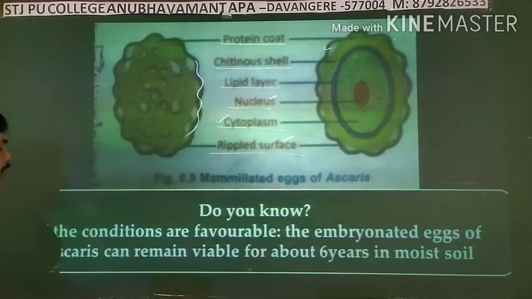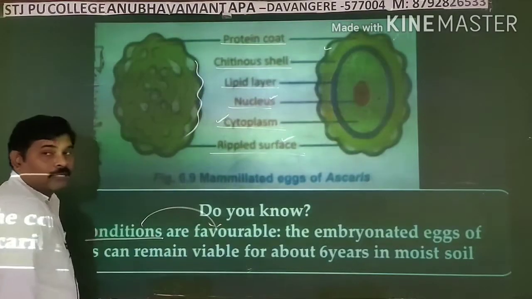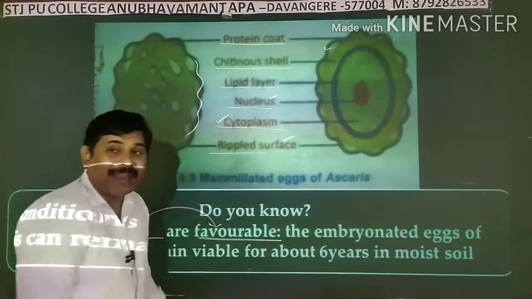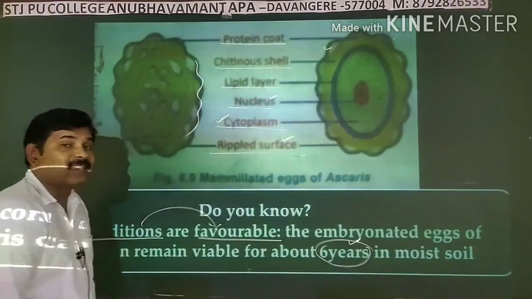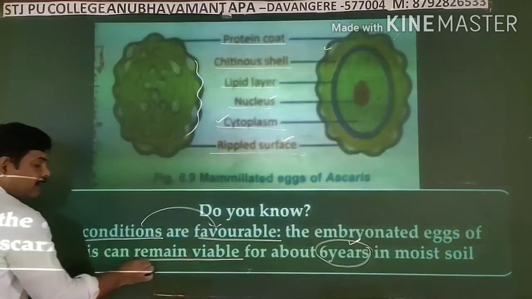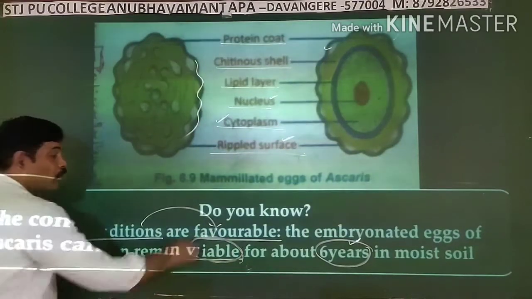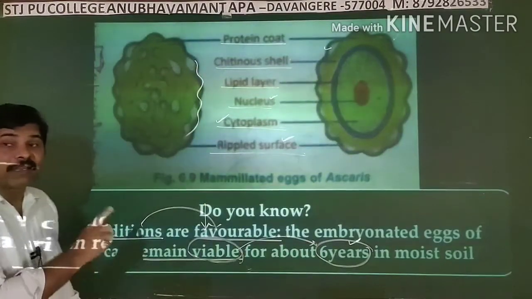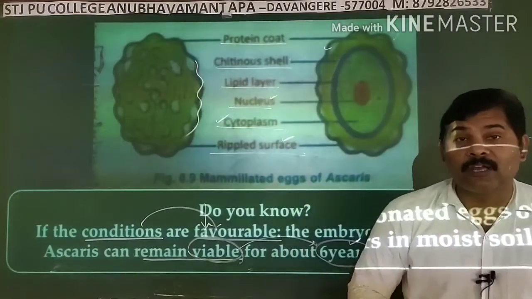Now there is an interesting point related to this one. When the conditions are favorable, when this embryonated egg is released into moist soil, it can remain viable, in a living condition, up to 6 years. It is a very interesting point. This embryonated egg remains viable in the active, living condition when the conditions are favorable, up to 6 years in the moist soil.